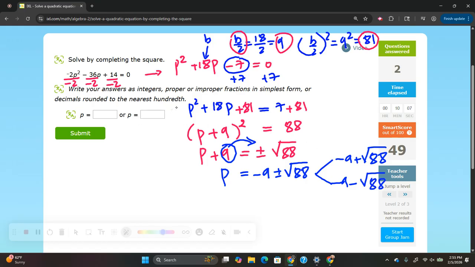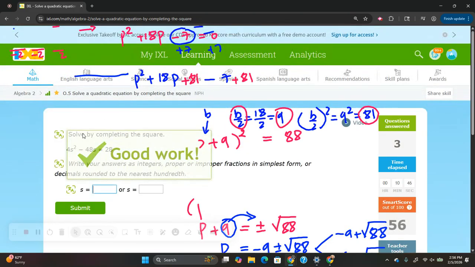I punch into my calculator, making sure I get 2 decimals. Negative 9 plus the square root of 88 comes out to 0.38. The next one, negative 9 minus the square root of 88, I got negative 18.38. Here we go. Submit. Voila, I should be correct.